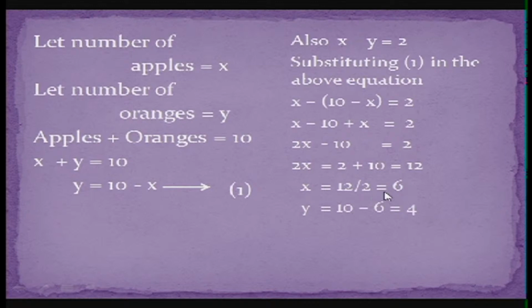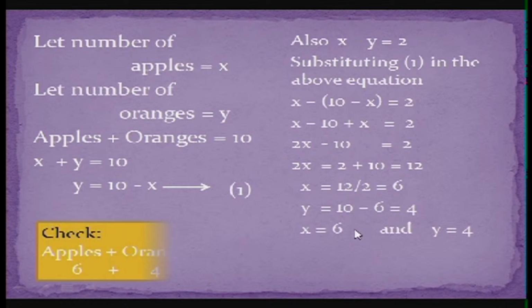Now, I am going to substitute this x value in equation 1 to find my y value. So, I got my x value as 6 here. I am substituting 6 instead of x in equation 1. So, y is equal to 10 minus x. Now, x is 6, so I substitute 6 here. 10 minus 6 gives me 4. Therefore, x is equal to 6 and y is equal to 4.